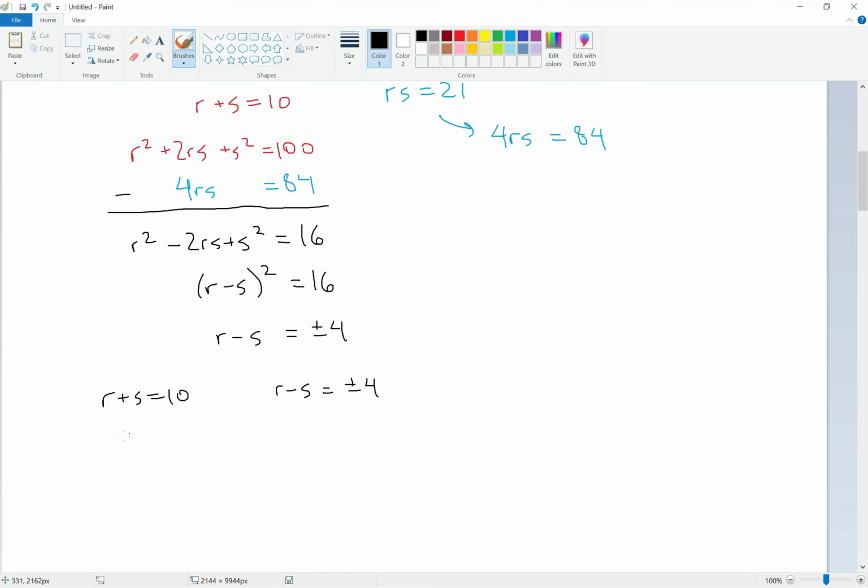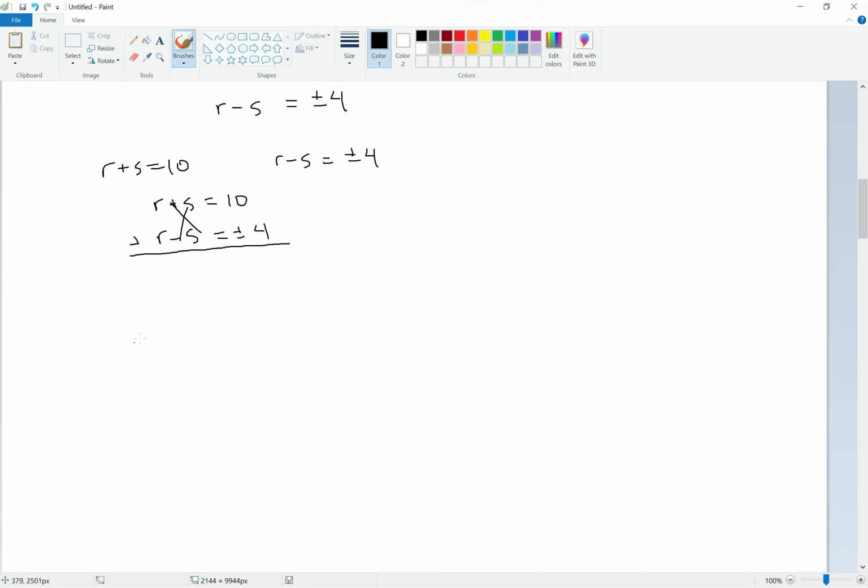And the fastest way to do this is to add up these two equations. So we have r plus s equals 10, r minus s equals plus or minus 4. And when we add these together, the two s's cancel out, and that leaves us with 2r equals 10 plus or minus 4, and r is equal to 5 plus or minus 2, and that's our answer. These are the roots. But you might be wondering, well, what happened to s? Isn't there a second root s?